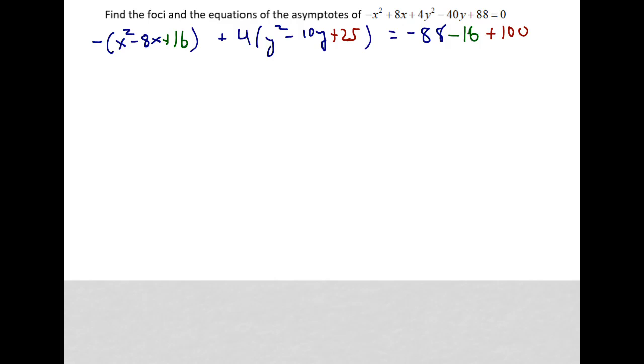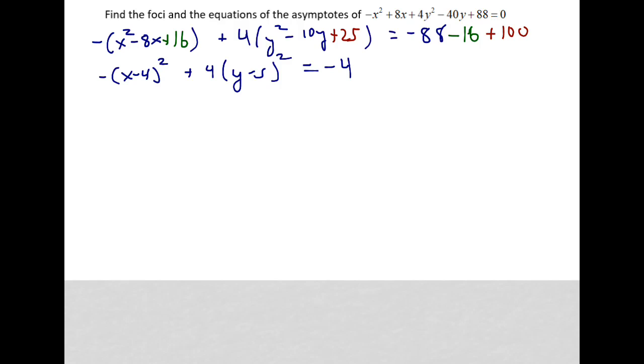So what do we notice happens now? Well, remember, the whole point of doing this is to get these into perfect trinomials. So we've got this negative, and we know that this is going to be x minus 4 squared. This 4 should stay out here. This is going to be y minus 5 squared. Notice what happens on the other side of this equal sign, though. Negative 88 minus 16 is negative 104, plus 100 gives us negative 4 here.